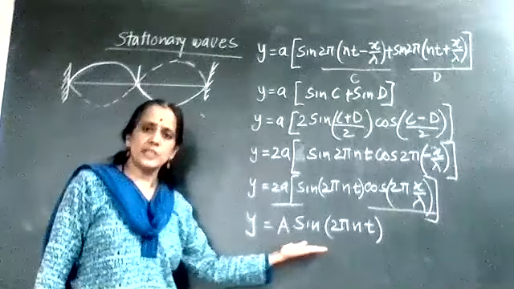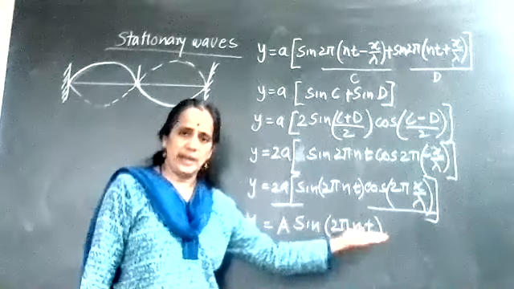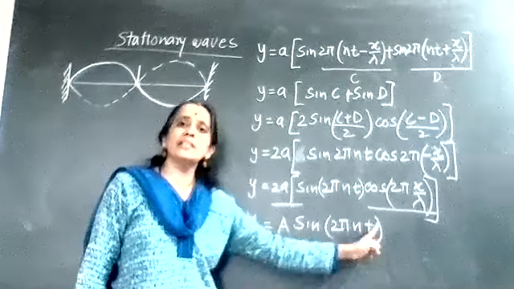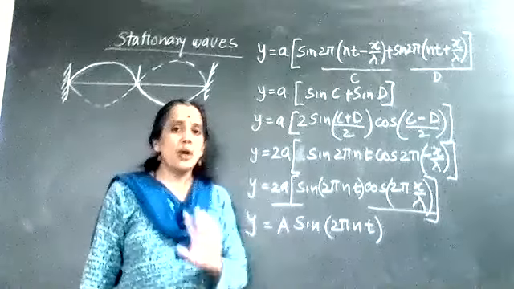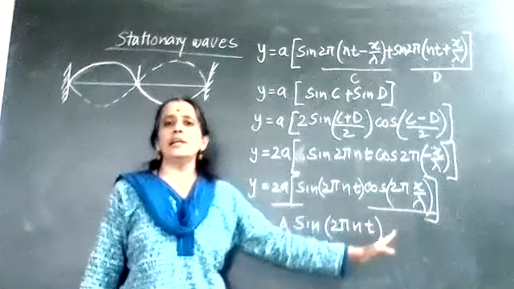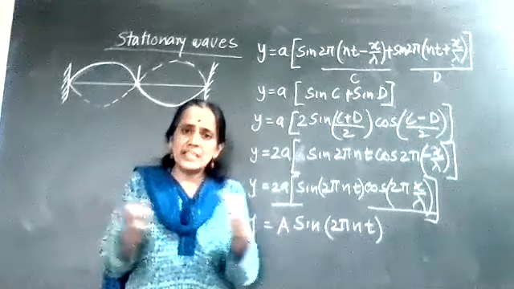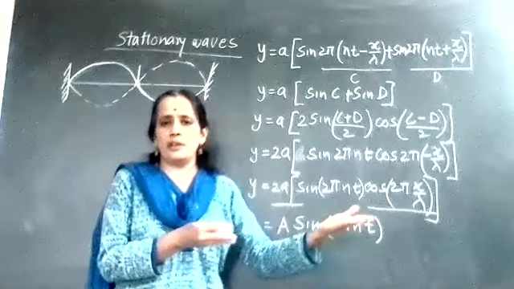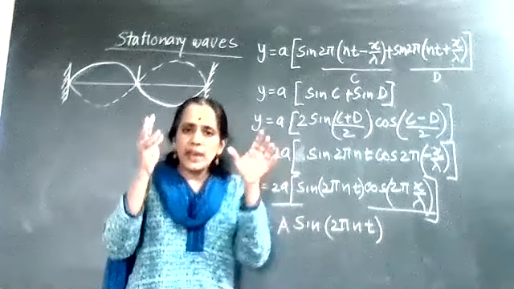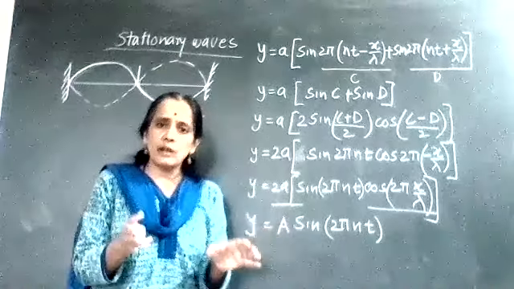So your equation of stationary wave is y is equal to capital A sine of 2 pi nt. A is the resultant amplitude. The sine term consists of frequency and time, but it is not varying with x. Means your displacement equation is independent of the distance. Means when your stationary wave gets set up, it is independent of the displacement. Means the stationary wave is not moving along the string. The stationary wave remains as it is along the string. It will remain at the rest position along the string.